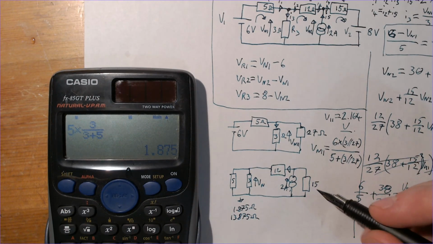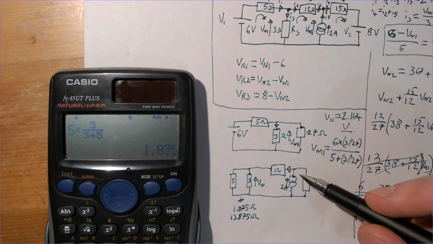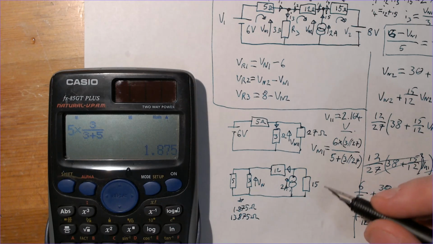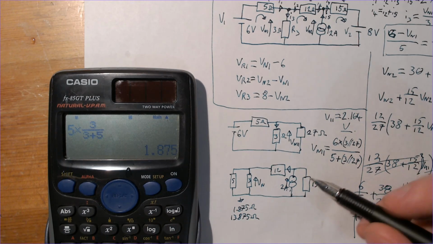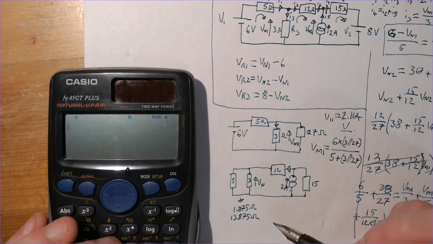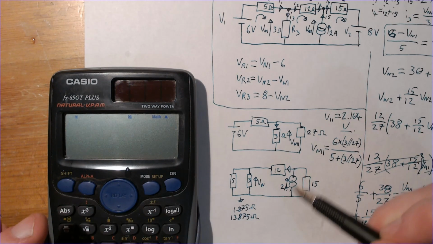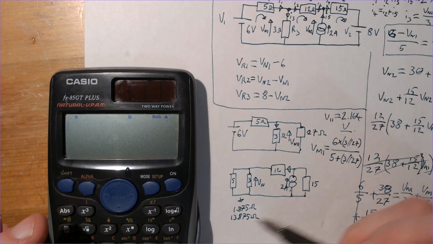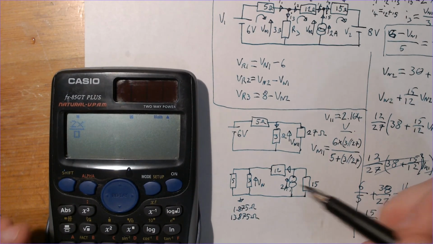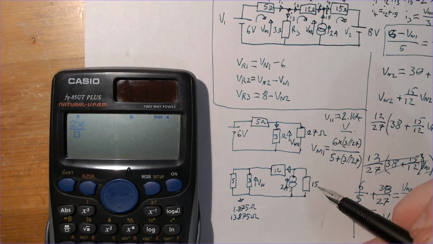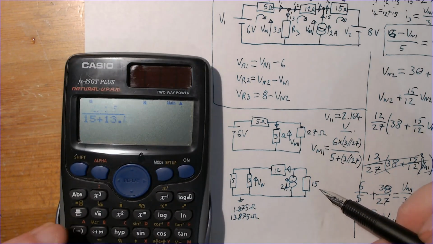Now current division works a little bit differently from voltage division, because current would rather take the shortest path. Voltage would rather be on the largest resistance. Current would rather go through the smallest resistance. When you're calculating using current division, you use the opposite resistance to the one you want to know the current through. So we've got this current here, but we want to use the 15 ohms instead. So it would be 2 times, we want the 15 ohms over the sum of the two, 15 plus 13.875.